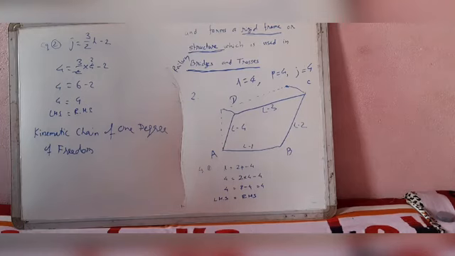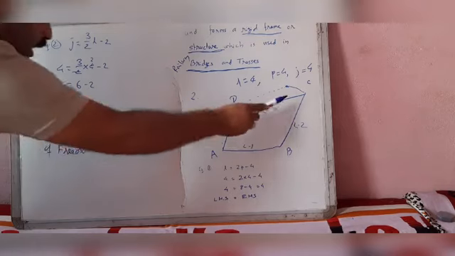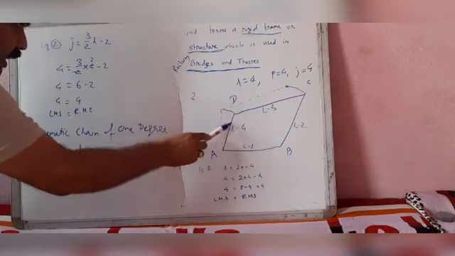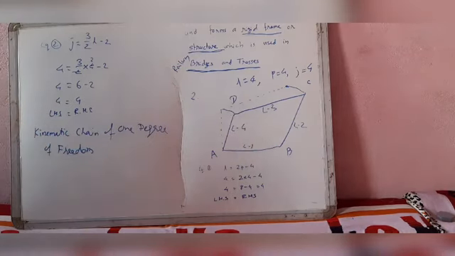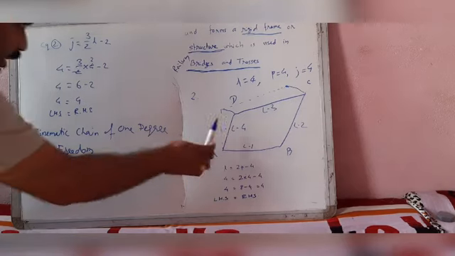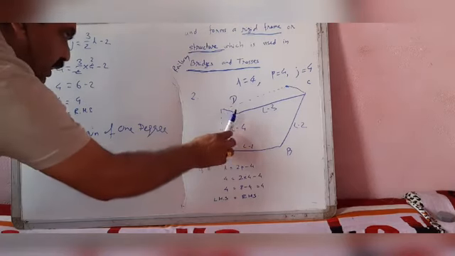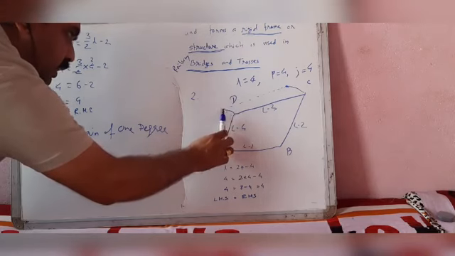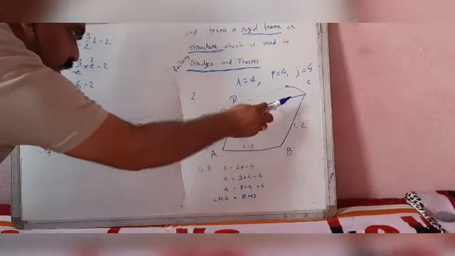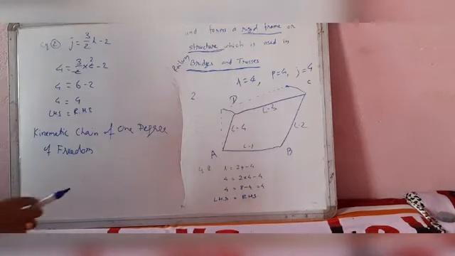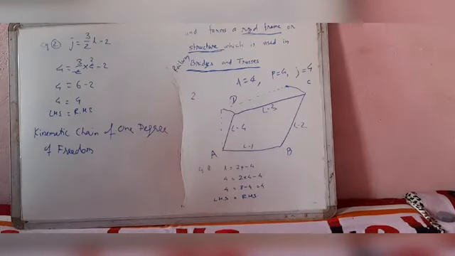A chain in which a single link, such as AD in the figure, is sufficient to define the position of all other links. If we rotate this link in the anti-clockwise direction, then the whole chain will shift to this side. It is then called a kinematic chain.